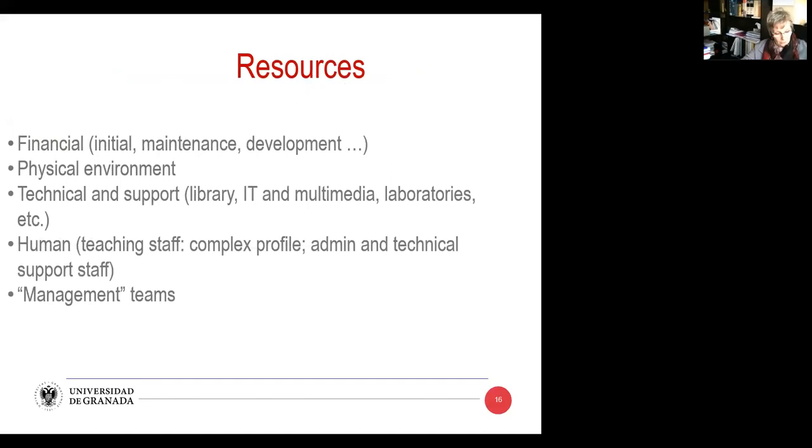Resources I have already spoken, I think, briefly about. Just run through them again. Financial resources, of course, are important, but they're not everything. The physical environment and the learning spaces in which our program is going to be administered is essential. Our technical and support resources: what libraries do we have, what IT do we have, what software are we going to be able to use in classrooms and so on.